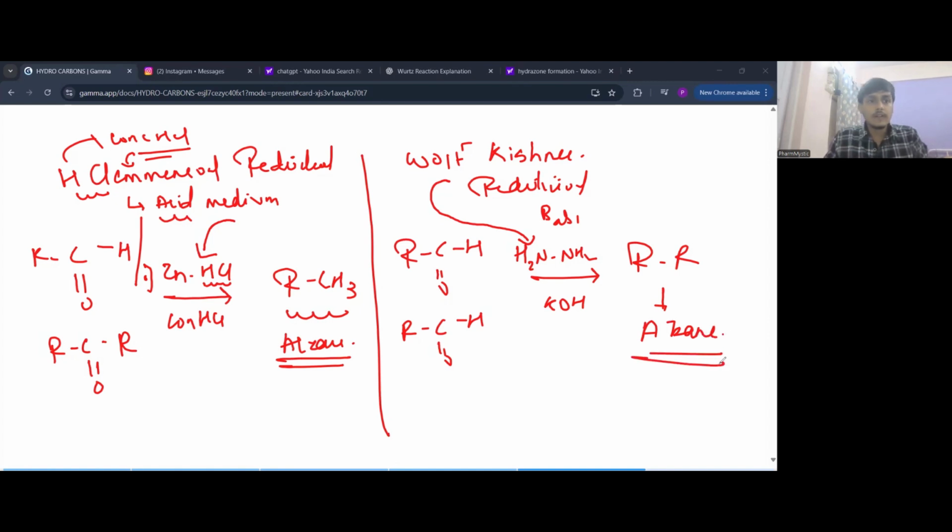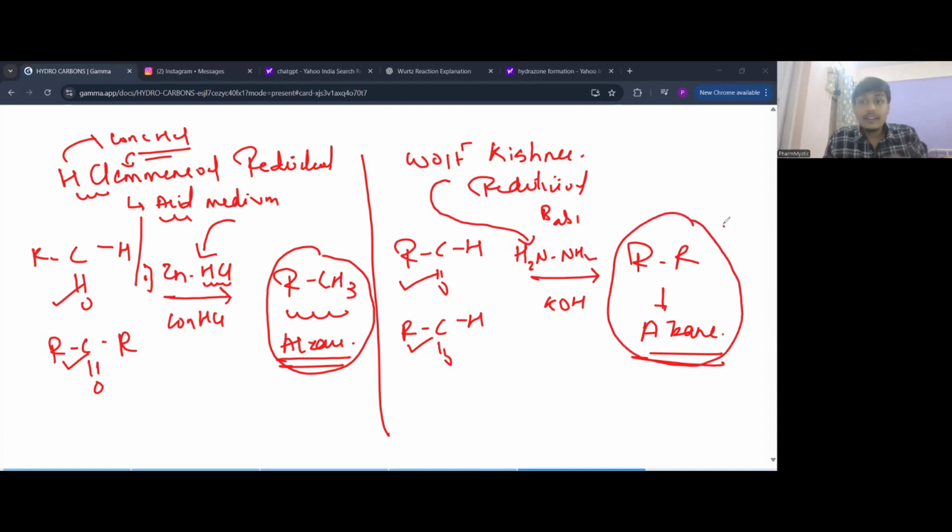This is very important. In Clemmensen reduction, the starting material is aldehyde and ketone. Here too we have aldehyde and ketone. The product we get is alkane. Here also the product we get is alkane. But the reagents which we use in both the reactions are different. In Clemmensen we use acidic and in Wolff-Kishner we use basic reagents. That's it. Now let's move towards the other main reaction.